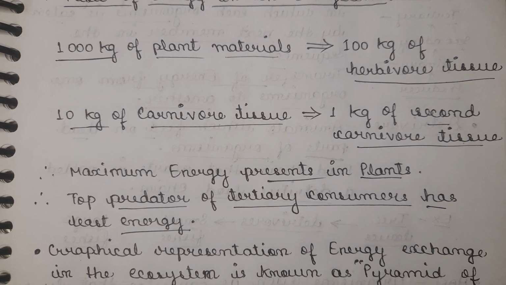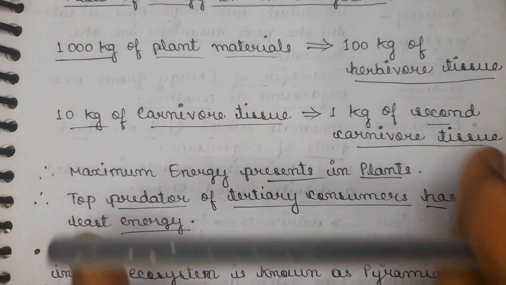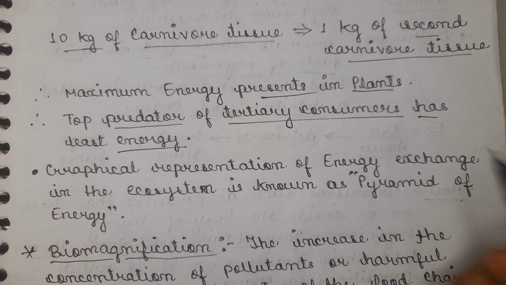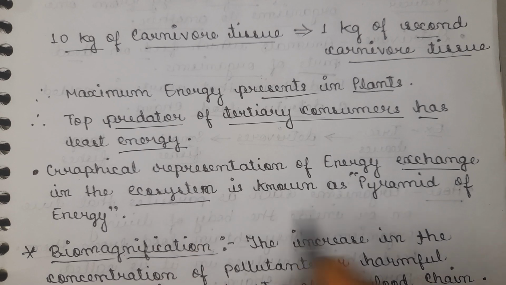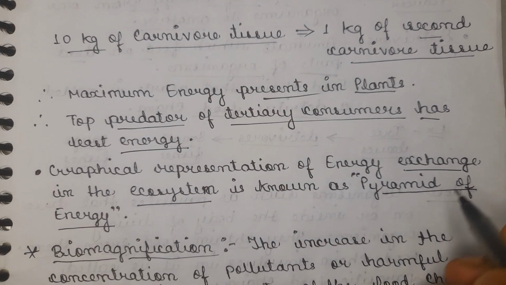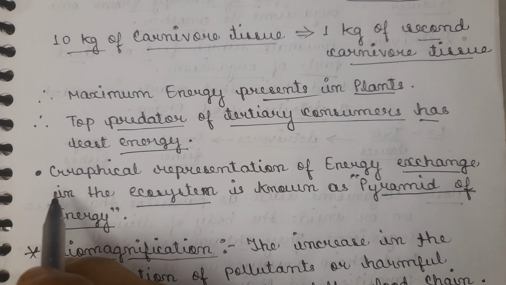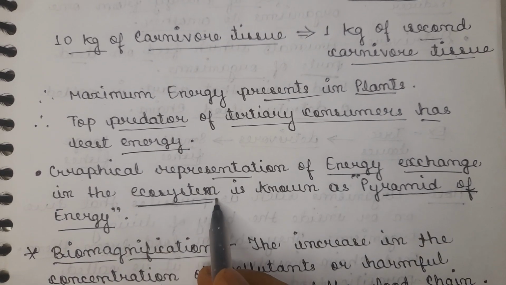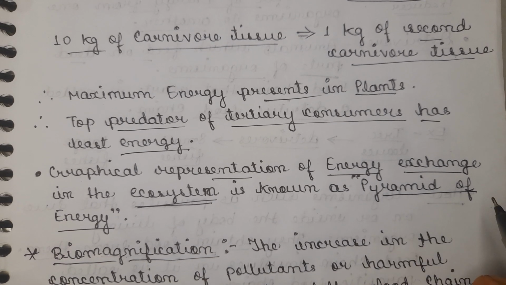And this graphical representation of the energy exchange in an ecosystem is known by the term pyramid of energy. So we can define the pyramid of energy as the graphical representation of the energy exchange between organisms in the food chain of an ecosystem.